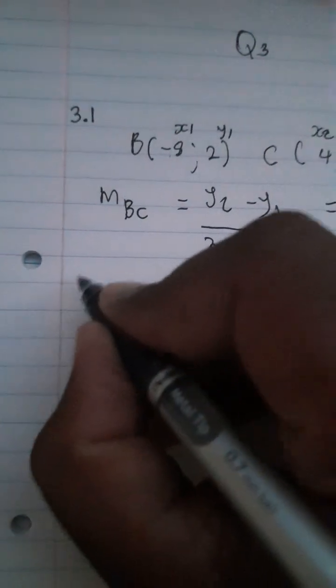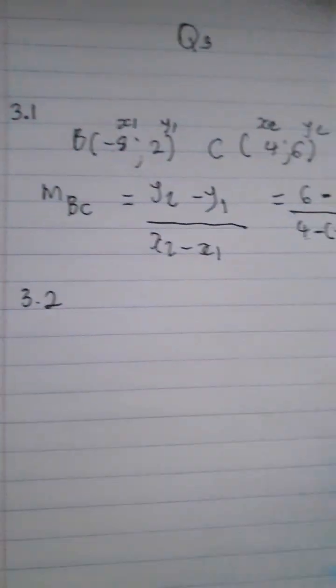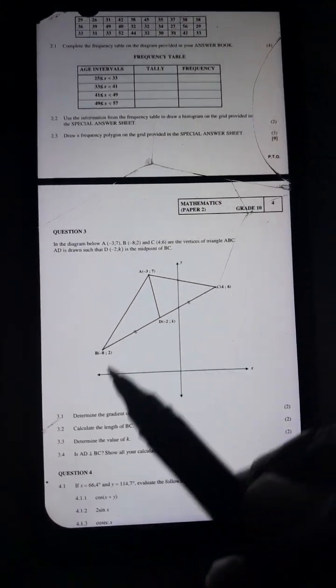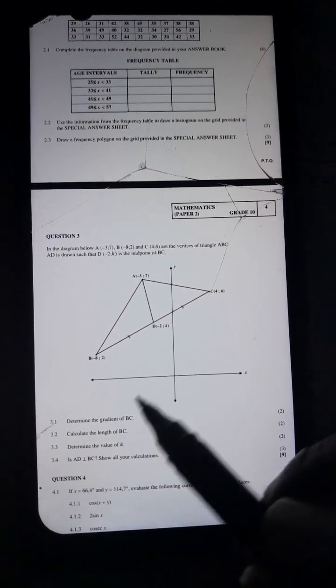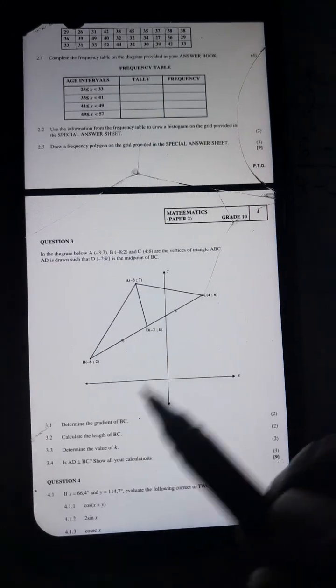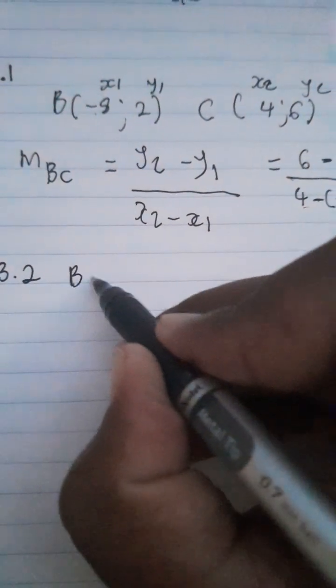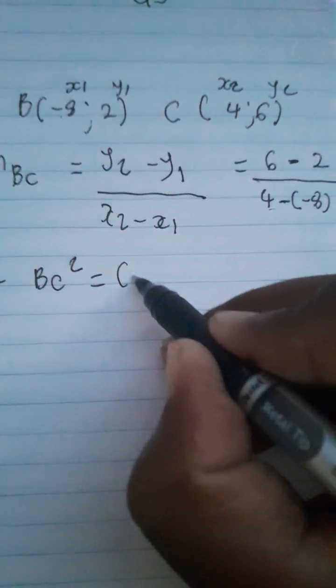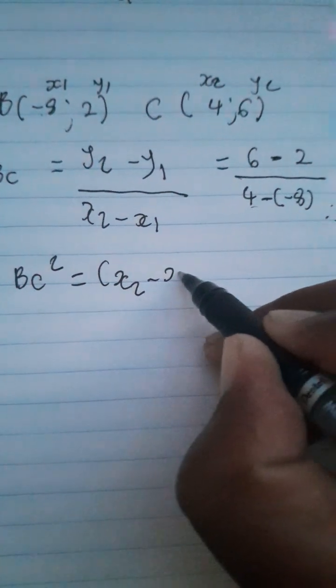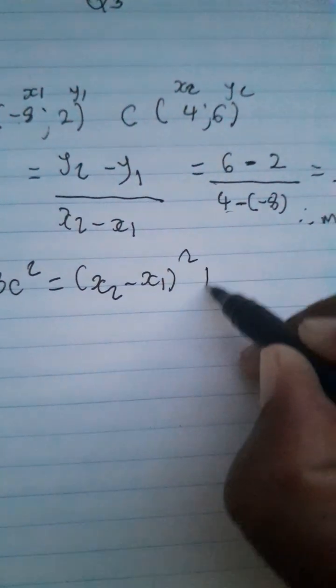So let's go to 3.2. What do they require from us at 3.2? For 3.2, they said the length of BC. So we need to find the distance. We are going to use the distance formula. So we're going to look for the distance of BC. The distance of BC, so this will be BC squared equals x2 minus x1 squared, or you can use the square root formula. It's also correct as well.